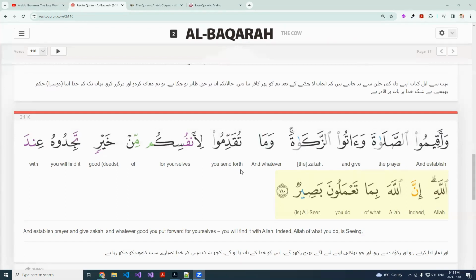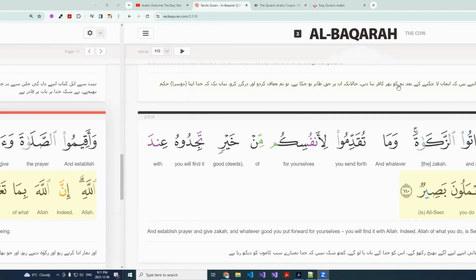And establish the prayer and give the zakah, and whatever you send forth for yourself of good deeds, you will find it with Allah. Indeed, Allah of what you do is all seeing.